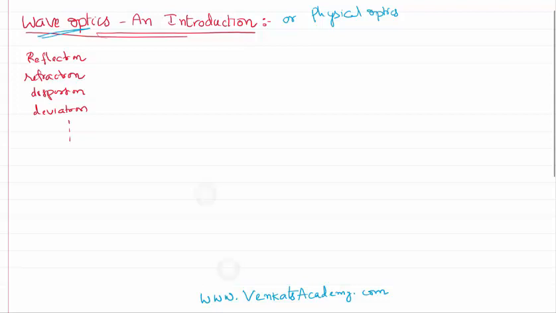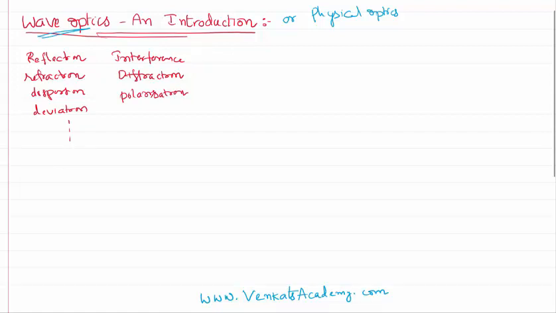It can also exhibit properties like interference, diffraction, polarization. This could be called under set 2.